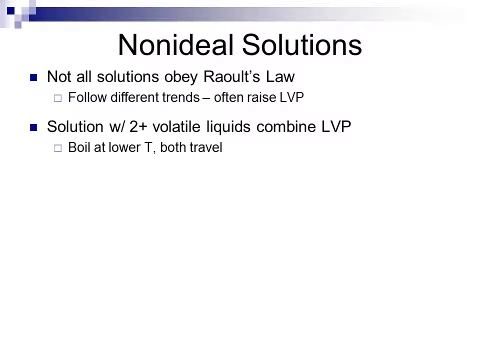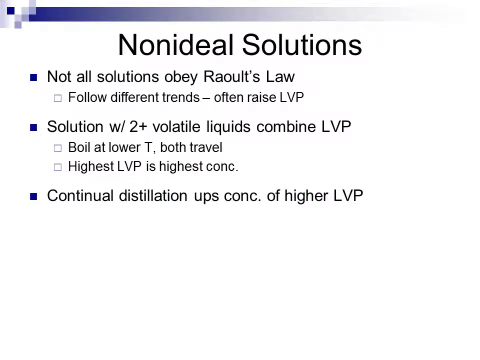This causes them to boil at a lower temperature, and both of the liquids will be carried over. The liquid that has the highest liquid vapor pressure will be the highest concentration in this mixture. So as we continually distill the solution, the liquid with the highest liquid vapor pressure will continue to increase its concentration versus the other liquid. Eventually we can separate out this liquid which has the highest liquid vapor pressure from the solution with the lower, or the liquid with the lower vapor pressure.